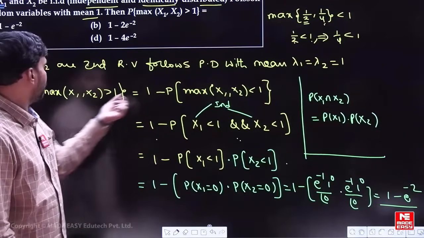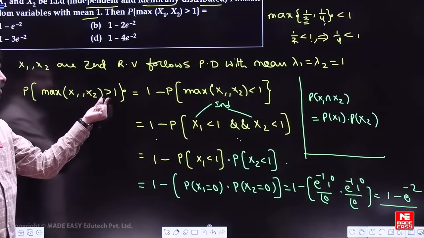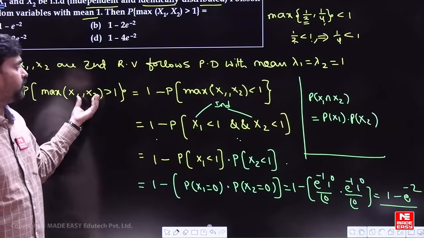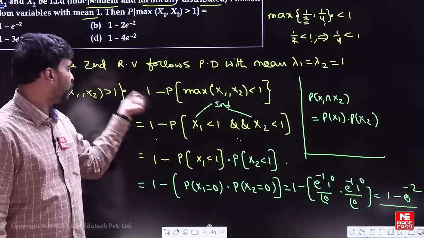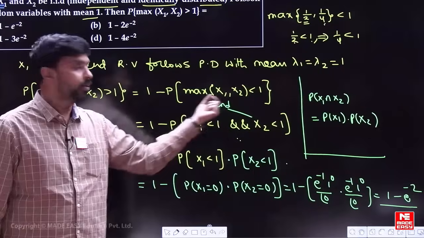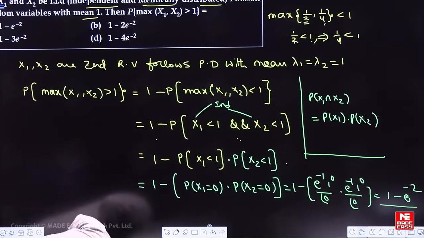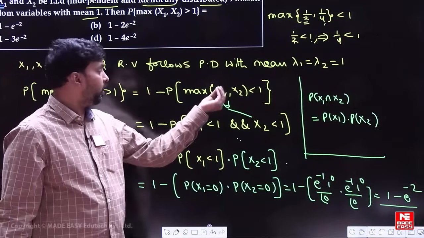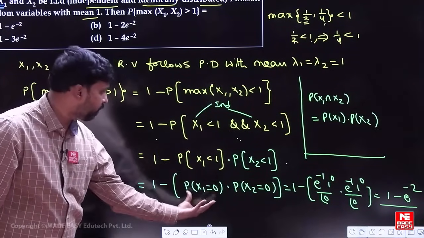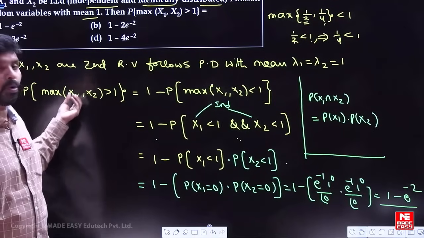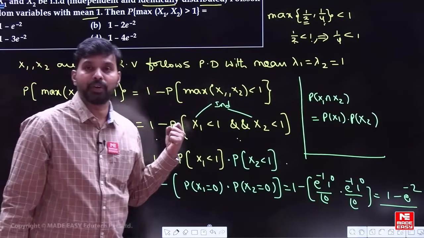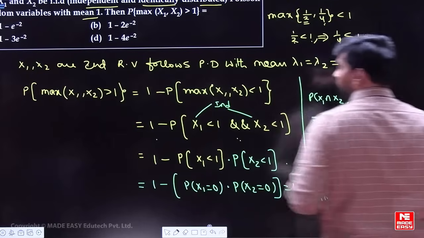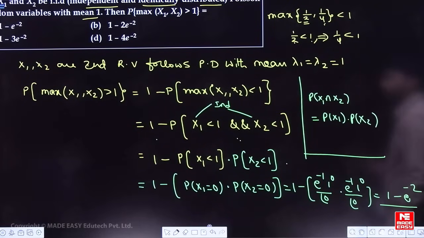So for this maximum function greater than 1, the probability is given by 1 minus the less than 1 probability, because the maximum function is defined for less than 1 in a very clear manner. So that is why this greater than 1 probability is given by using the less than 1 probability. Similarly, you can apply the concept for minimum of x1 comma x2 also here. Okay, right.